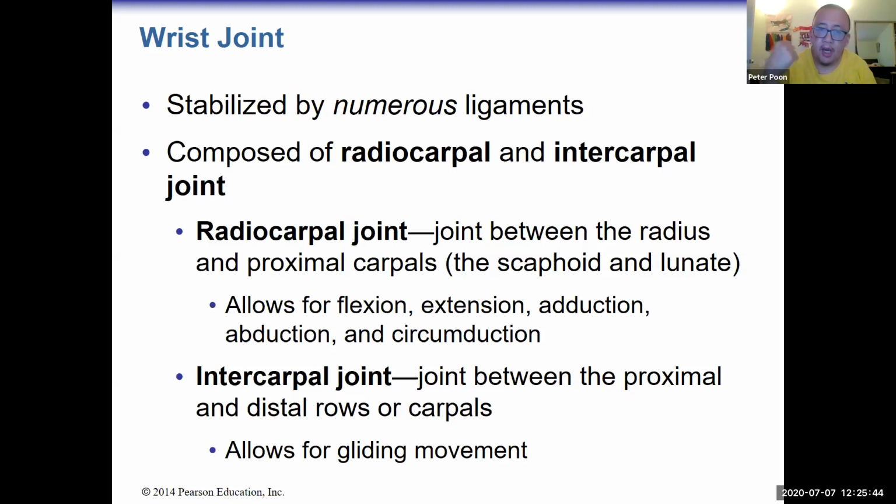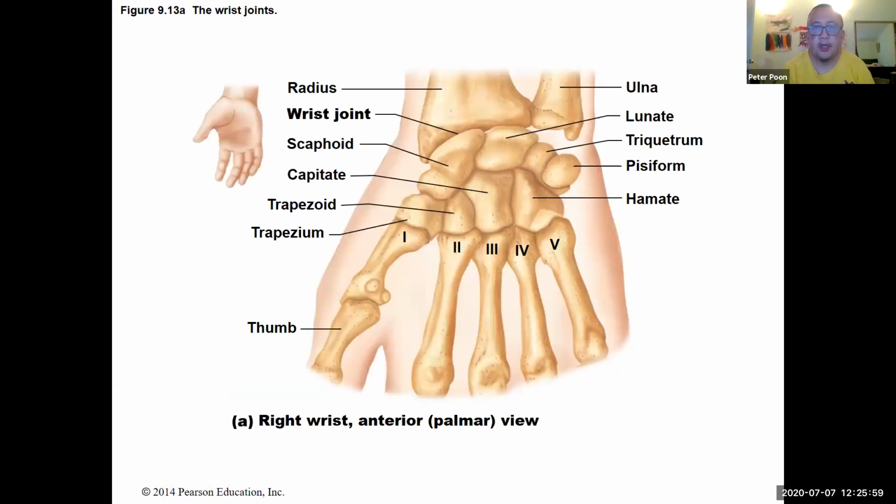What we commonly call the wrist joint is really the radial carpal joint. The intercarpals don't do very much. So the wrist joint is primarily the radial carpal joint. You see that right here.